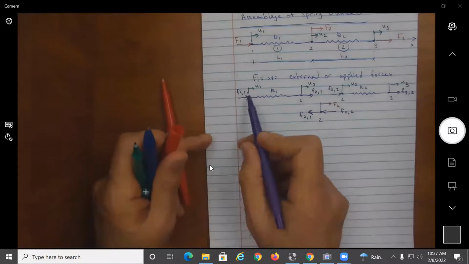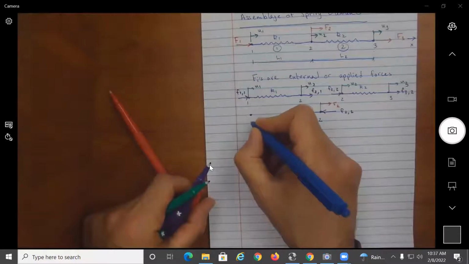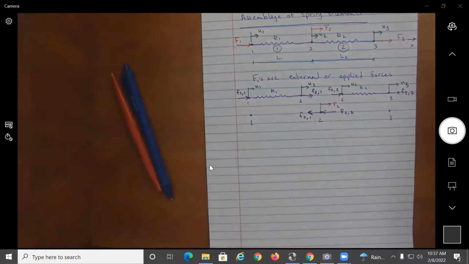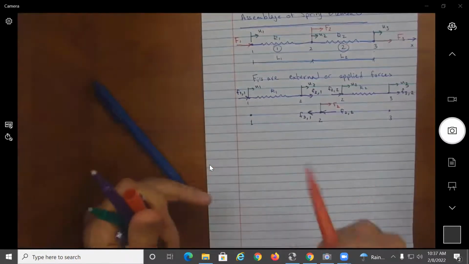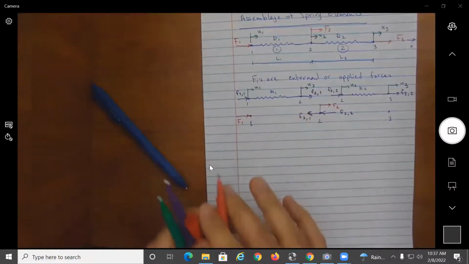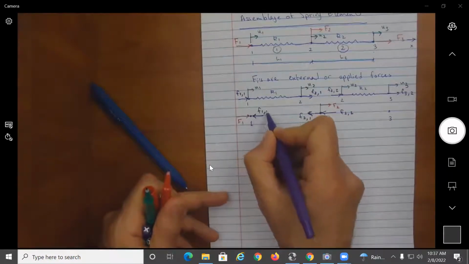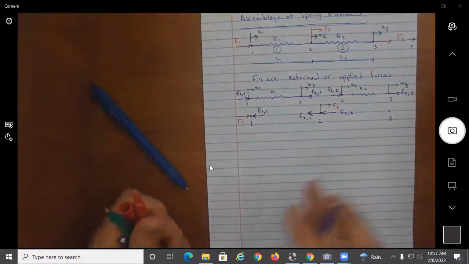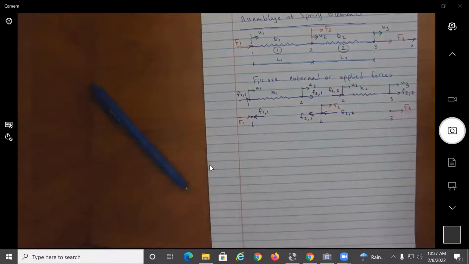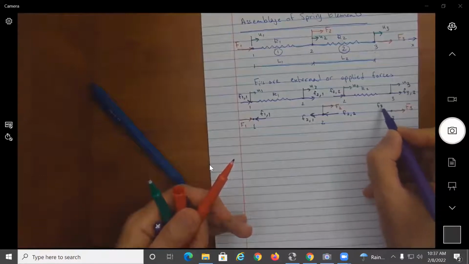Now let's look at node 1 and at node 3. Okay. Now node 1 has an external force, F1, as well as the element is going to put F11. Likewise, node 3 has the external force applied to it, F3, and the internal, the equal and opposite of what's going into the element, F32.